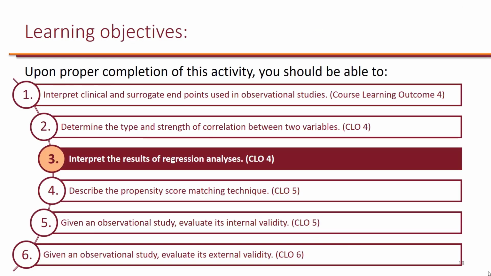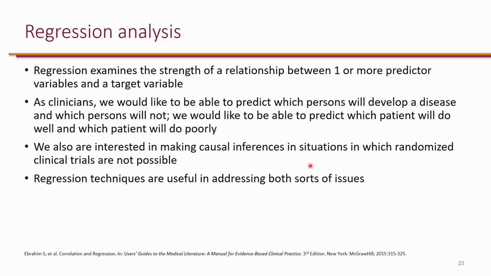We looked at interpreting endpoints of observational studies. We determined the type and strength of correlation between two variables. Now, let's interpret the results of regression analysis, which is course learning outcome number 4 on the course syllabus. So, if you have multiple variables, you can actually do regression analysis.